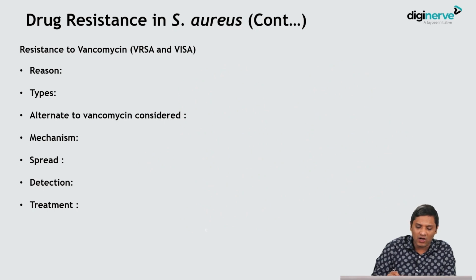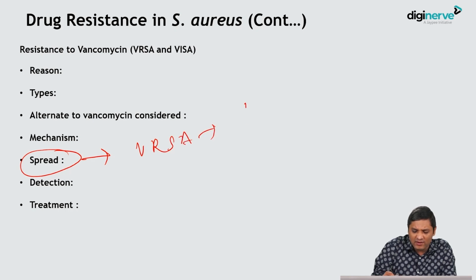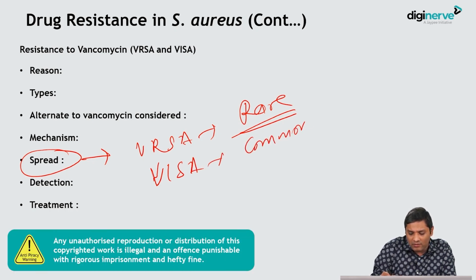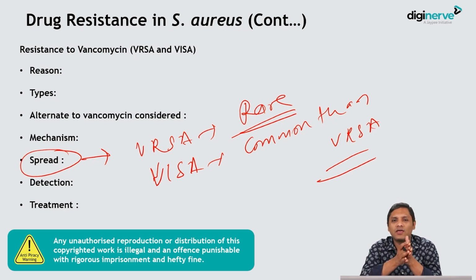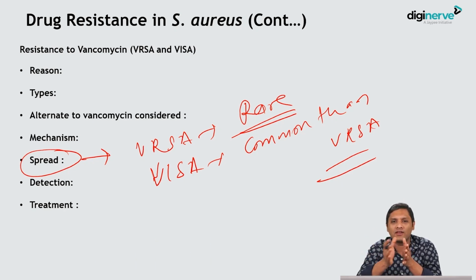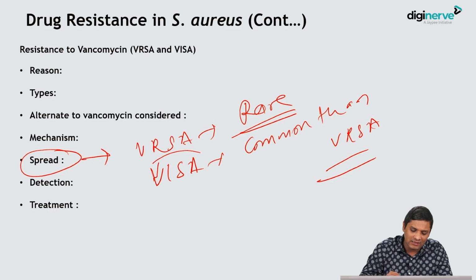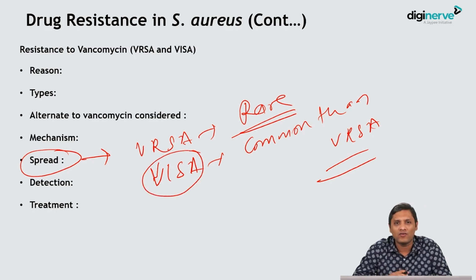Now we'll see how they are spread. So please remember, VRSA is very rare. It is extremely rare, whereas VISA is more common than VRSA. In India, hardly any case reports are there for VRSA, but VISA we have reported from various places. So VISA is a little bit more common than VRSA.